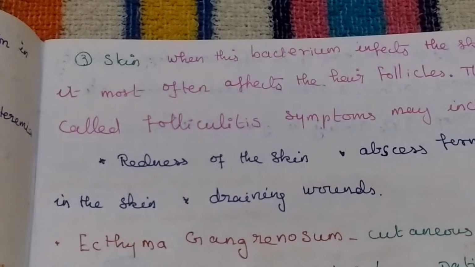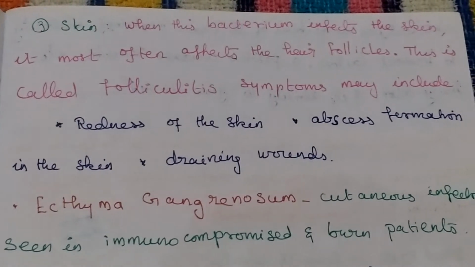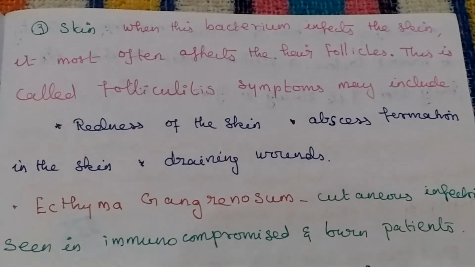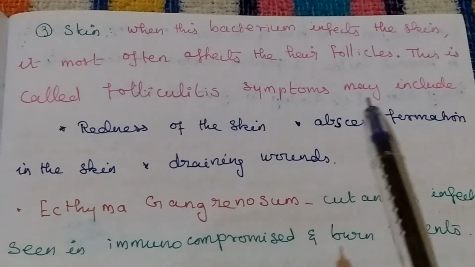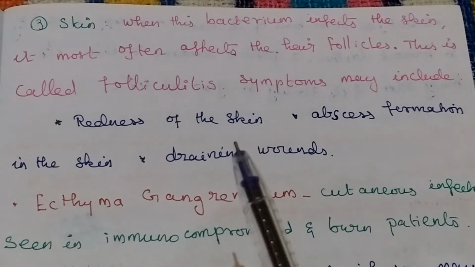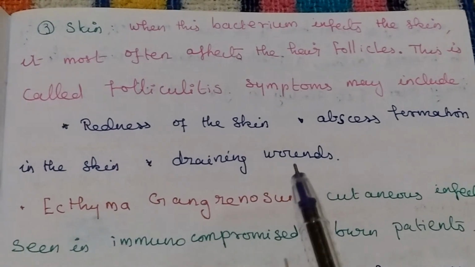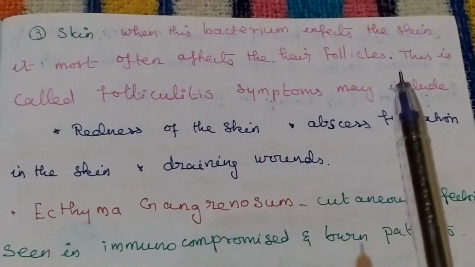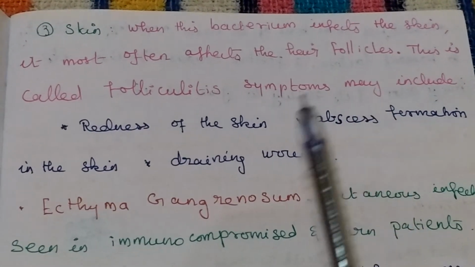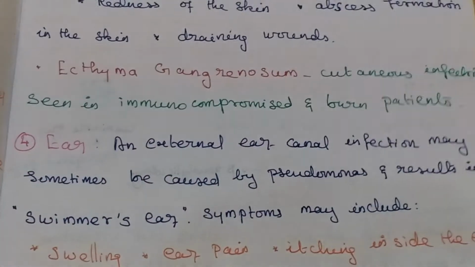Third one is skin infection. When this bacterium infects the skin, it most often affects the hair follicles. So it affects the skin as well as hair follicles. What are the symptoms it causes? Redness of the skin, abscess formation on the skin and draining wounds.